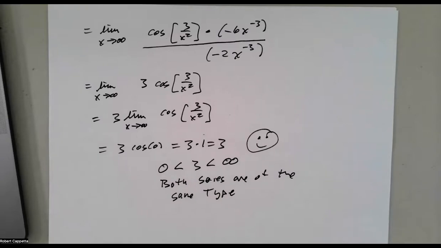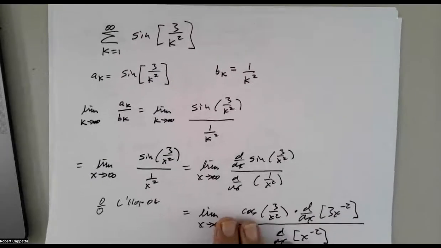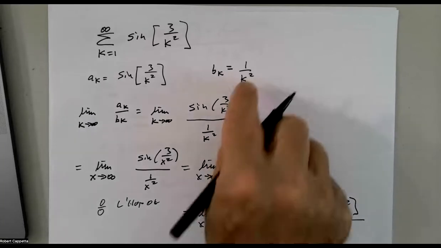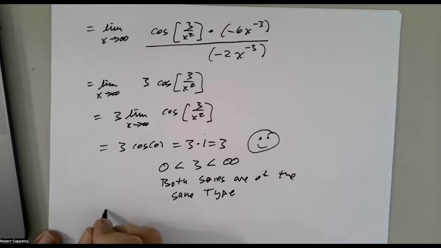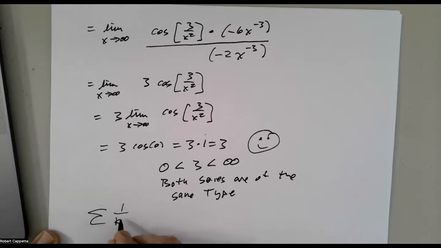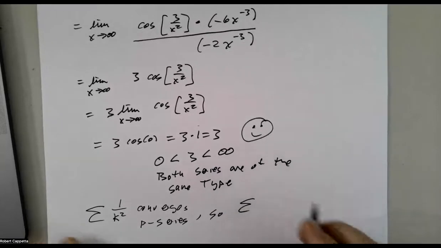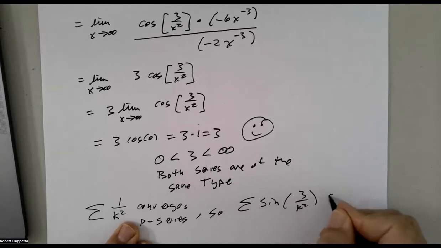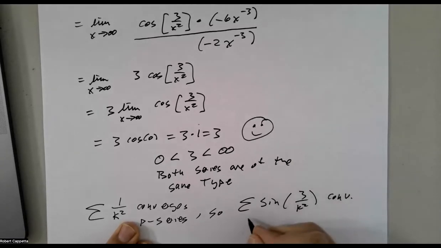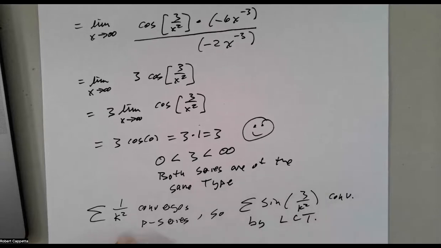What was my original? What did we say? We had sine 3 over k squared and 1 over k squared. The sum of 1 over k squared converges by the p-series test. So the sum of sine 3 over k squared converges by the limit comparison test.